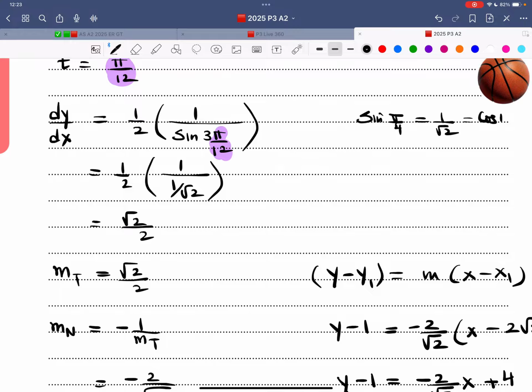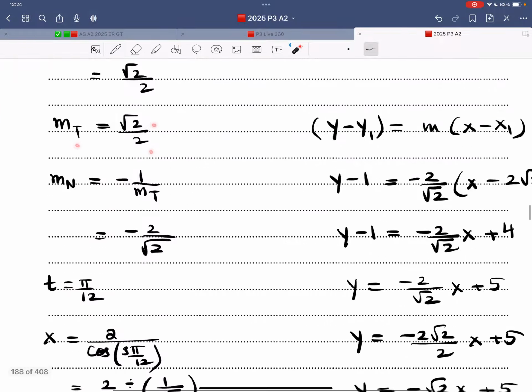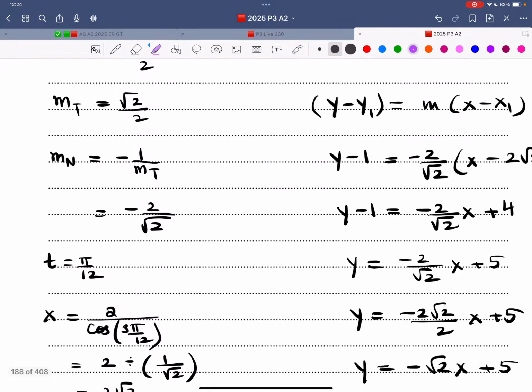That is the same thing as cos of pi by 4. Yes, I can also write this thing as root 2 over 2. Choose any which one, simplify it later. So I deliberately wrote this as 1 over root 2 because it was already flipping, so root 2 comes up. Gradient of tangent is root 2 over 2. Gradient of normal is minus 1 over root 2.